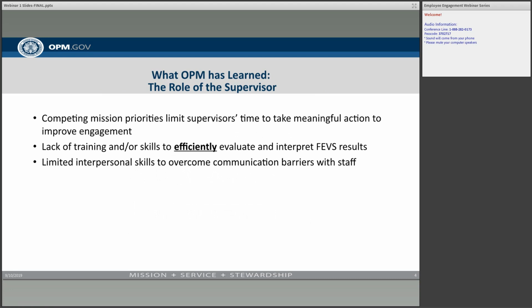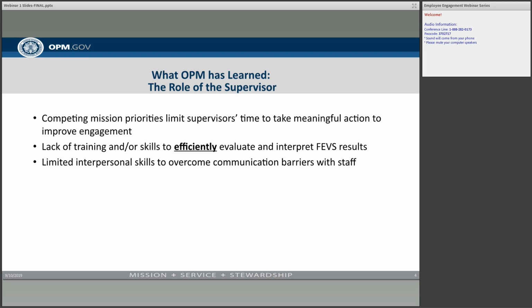Before I say that, let's hit on the key things that came out of the research I just cited. There are three major things that came out of the research I talked about on the previous slide. Everything, I should say, was related to the frontline supervisor. One of the key challenges was competing priorities with the organization's mission.